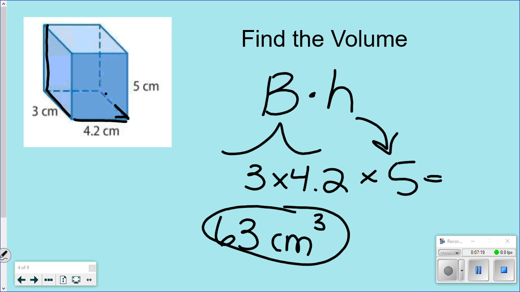Now some people ask me too, what is volume? What does it look like? Well, here's the thing. Let's pretend that this is my rectangular prism, and my base is below, and it's 3 by 3. So what's the area of my base? 3 by 3, 9, right? So that means I can fit 9 blocks on the bottom.